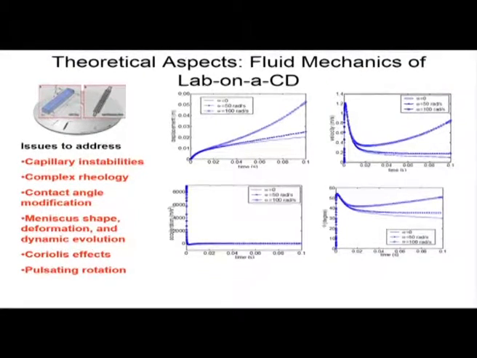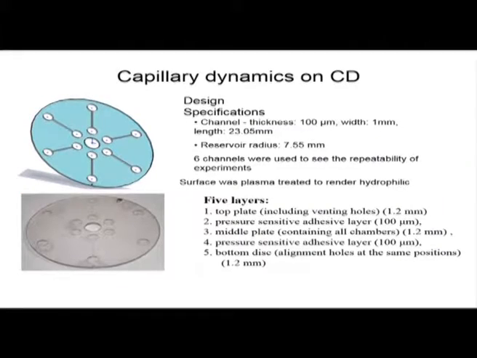So complex rheology of blood, contact angle modification, that is selective hydrophobization or hydrophilization, meniscus shape deformation and dynamic evolution, studying the Coriolis effects and studying the effects of pulsating rotation, right. If you alternate the directions of rotation of the CD, what will happen? If you think of fluid dynamics on a CD, there are so many unresolved questions that there are quite a few PhD theses that one can do out of these considerations.